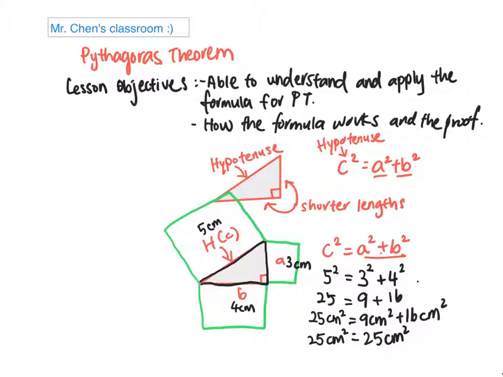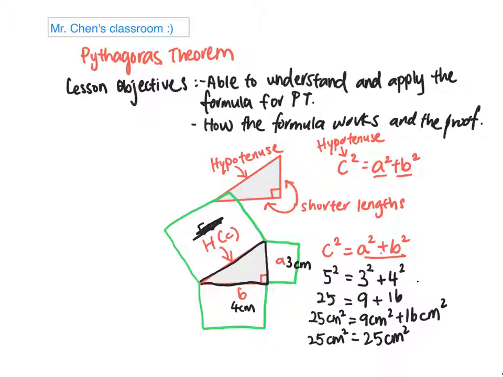So this is why we use the formula. With the knowledge of this formula, you will be able to solve Pythagoras theorem problems if one of the sides is not given. So if one of the sides is not given, let's say the hypotenuse is not given, okay?